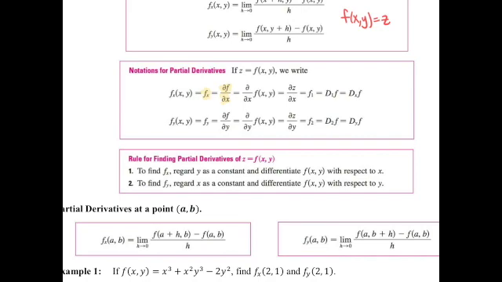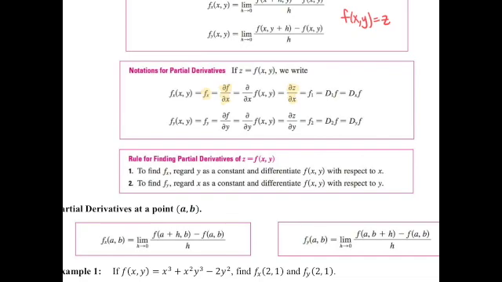The other ones I don't use quite as much, or I haven't seen quite as much in different textbooks or in different curriculum. However, depending on what the function's name is, you may see it in terms of z rather than in terms of f. But again, these are just a number of different notations that you have to be aware of.